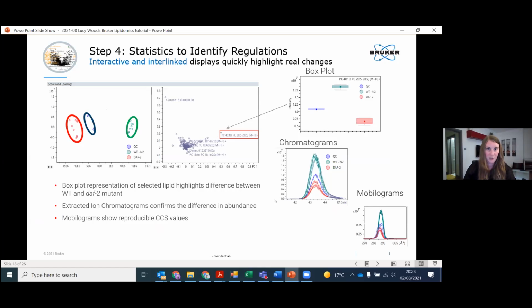So in this case, we can see there's a clear example of PC2525, which if we look at the box plot, we can see has a significantly different intensity between the 3 different groups. But within the chromatogram and within the mobilogram, we can see that we have reproducible both retention time and CCS values. And I can show you about how the lipid was annotated as PC2525.